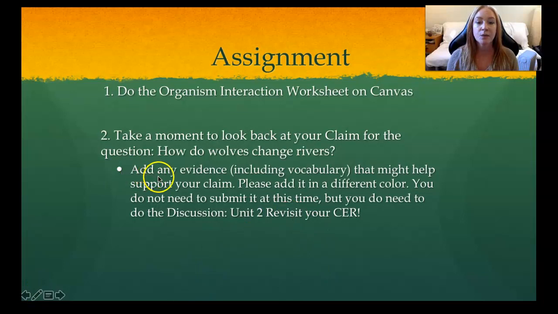Okay? When you do change anything, all I ask is that you type it in a different color just so I can see how your brain was working through this whole unit. Okay? And there's a discussion, Unit 2, revisit your CER. I would like you to tell me what else you need to know. You tell me what you need to know to answer that question, how do wolves change rivers? Or what else are you wondering about? Why did we see this massive change in the ecosystem of Yellowstone over the last 25 years? Okay.